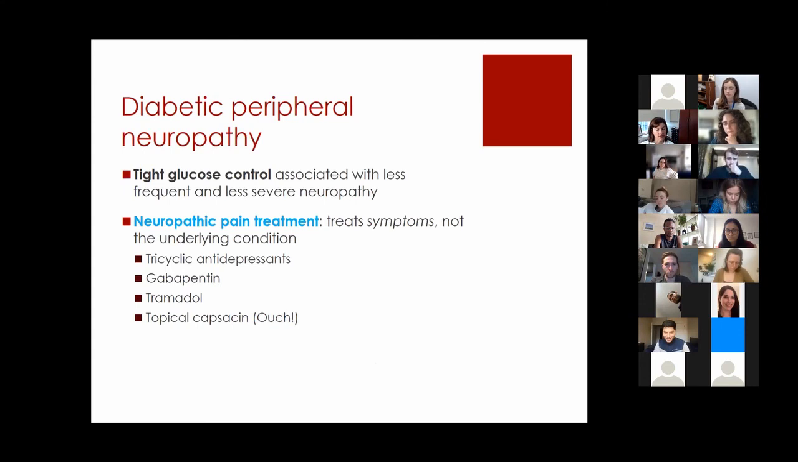Treating, essentially, taking care of their diabetes is really the best type of treatment for slowing the progression. And then for patients who have pain, pain treatment is important. It doesn't obviously change the underlying condition, but it's important in terms of their quality of life.